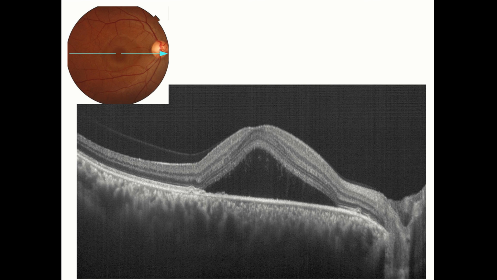Then this is a classic case in which the retinal pigment epithelium and the Bruch's membrane remain intact, but the layers of the retina get elevated and there is subretinal fluid. This is CSR. The external limiting membrane and other layers are all intact, so this has a good prognosis.